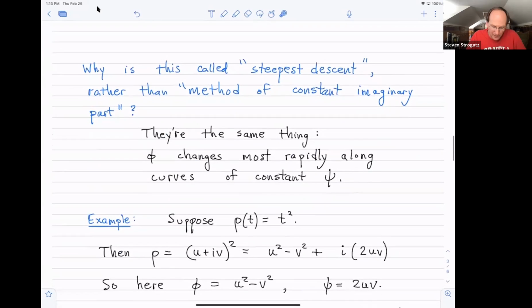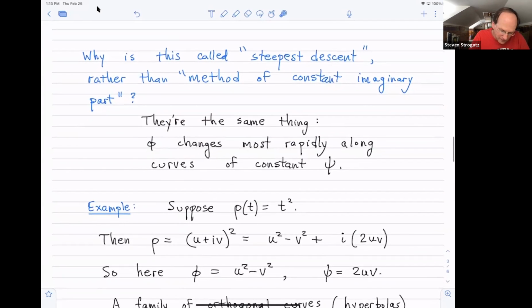So in the sense that this function phi changes most rapidly, in particular will descend most rapidly, most steeply on a curve of constant psi. Let me clarify what I'm talking about there. This is a simple idea that comes from multivariable calculus. You would have thought about these things back when you were learning about the geometric interpretation of the gradient.